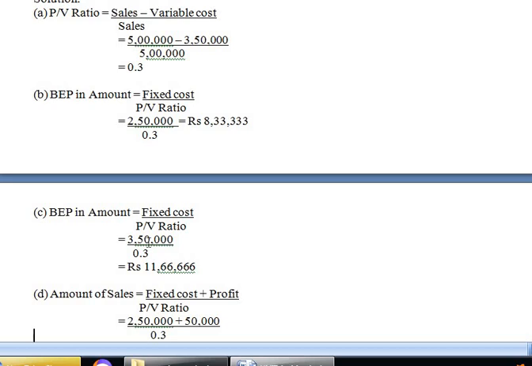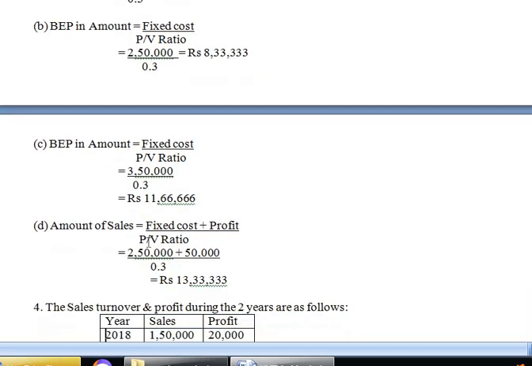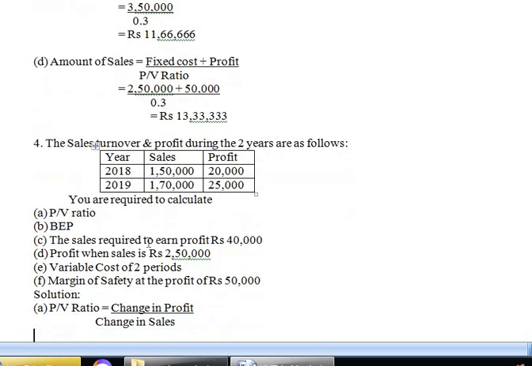So when it is increased, the BEP will be 11,66,666. Same like, when we want to earn 50,000 profit, what will be our sales? Fixed cost we know, and the formula you have to apply is fixed cost plus profit divided by PV ratio. Hope this problem is clear to everyone. We are going to see one more problem.